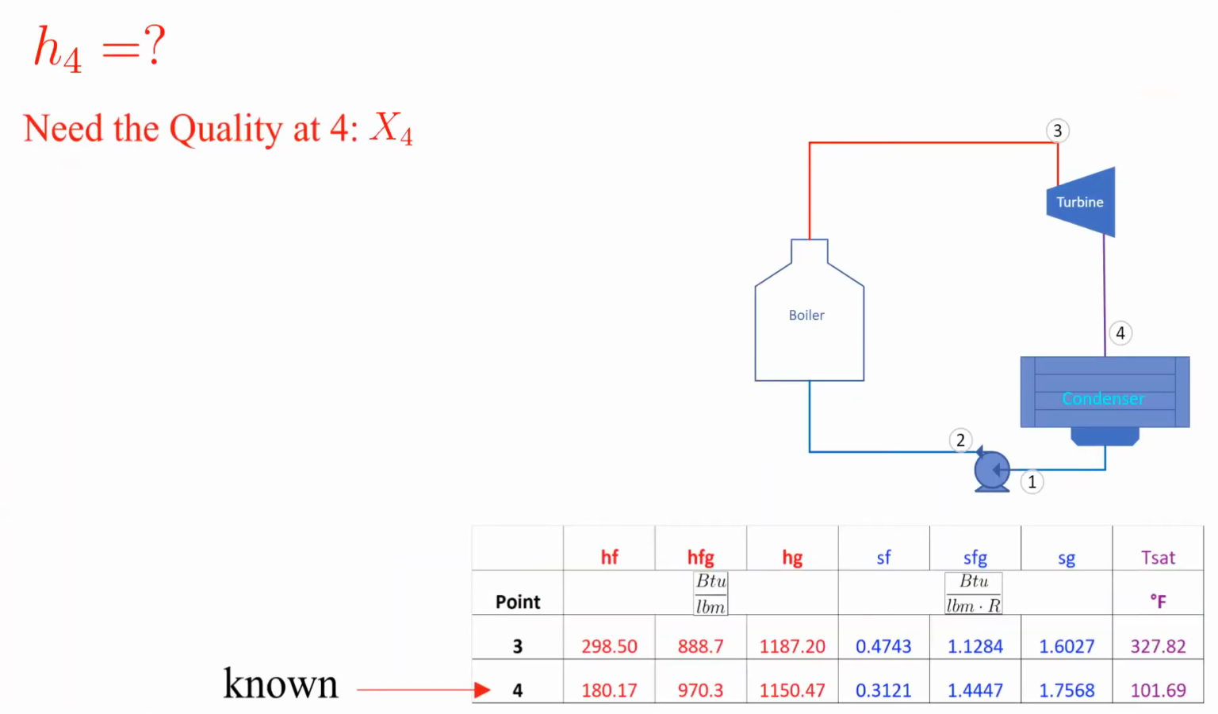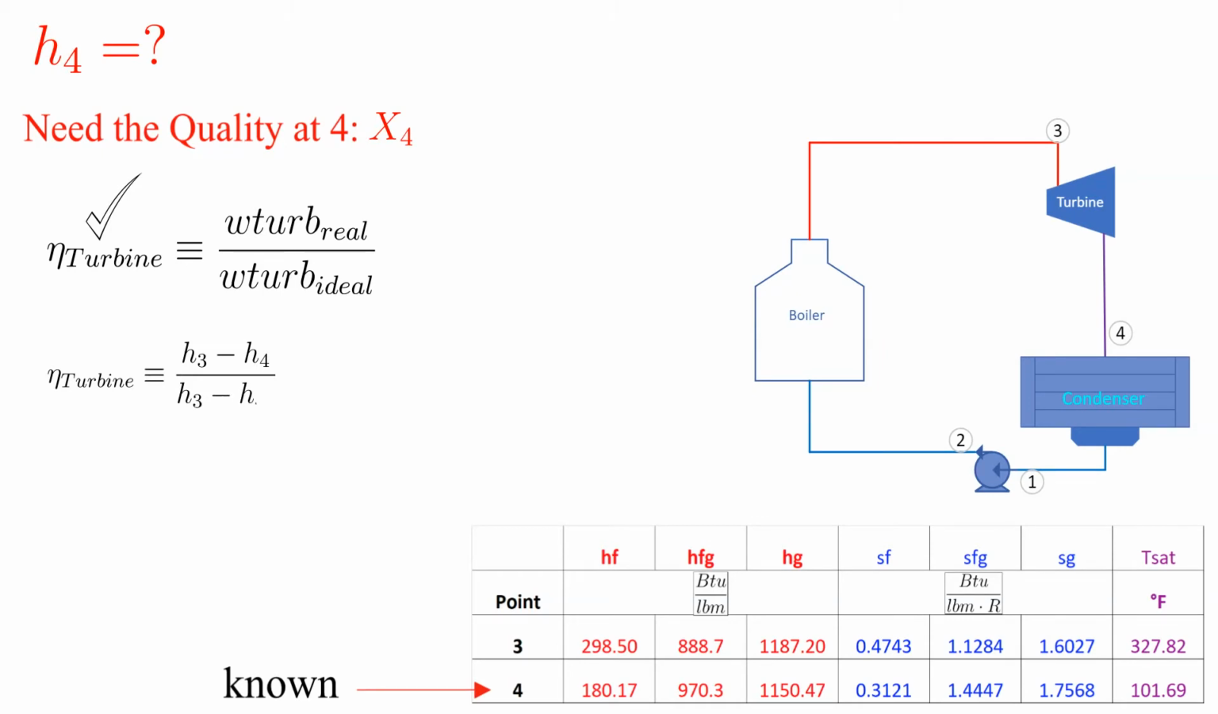So we need the quality at 4. What tools do we have in our bag? Well, we know the turbine efficiency. Let's try that. Turbine efficiency is equal to the real turbine specific work over the ideal turbine specific work. Note that this is the reverse or reciprocal of the pump hydraulic efficiency. In terms of enthalpies for this problem, it is equal to H3 minus H4 over H3 minus H4S. We can solve the enthalpy at 4S once we know the quality at point 4S.